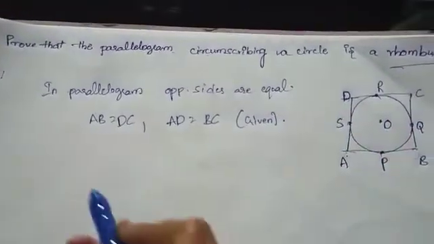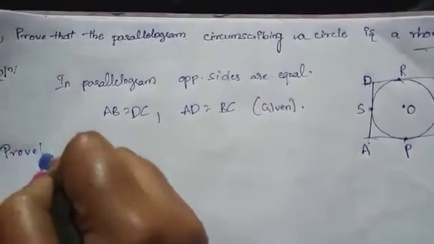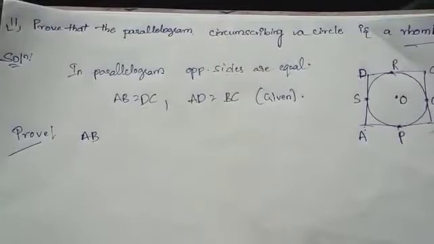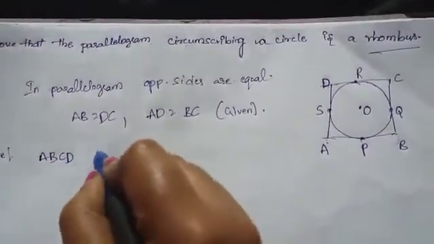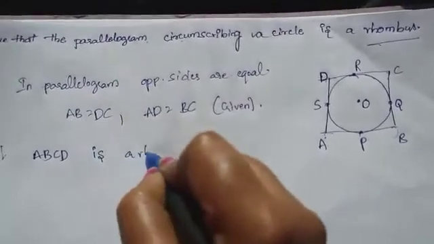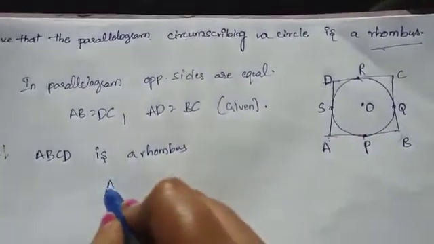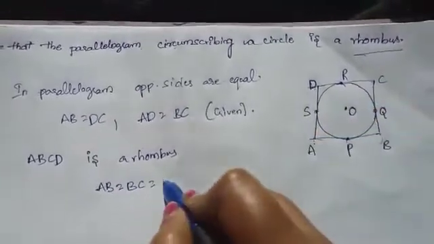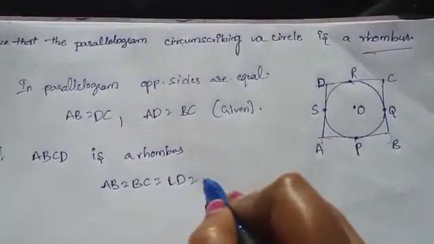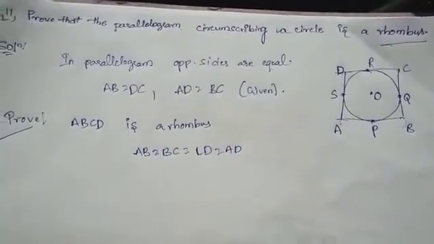Here we need to prove ABCD is a rhombus. We know in a rhombus all sides are equal: AB equal to BC equal to CD equal to AD.